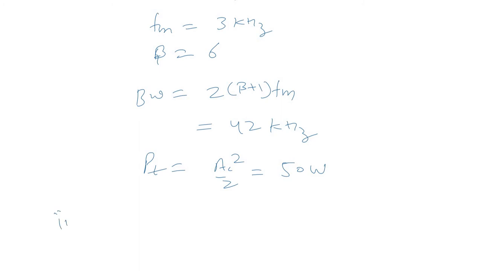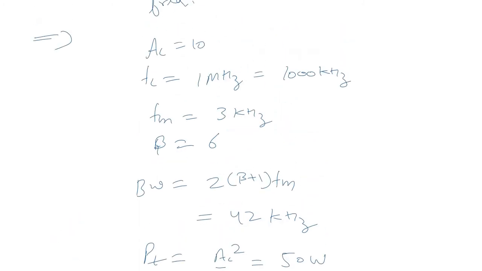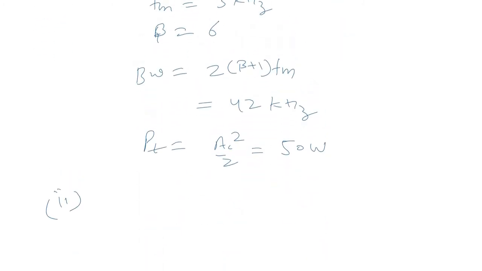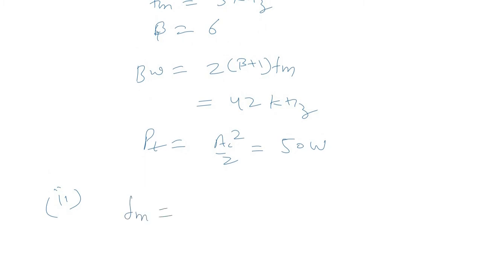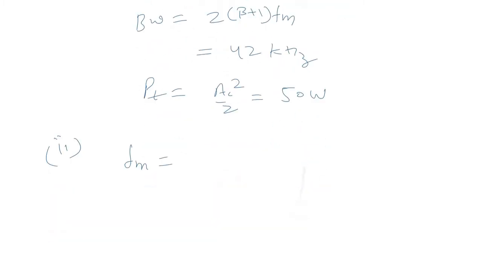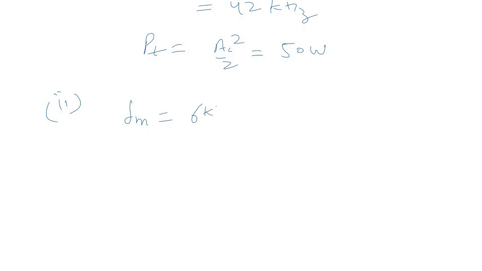Now if you look at the second part, if the message signal frequency is doubled, that is the FM, which was initially 3 kilohertz, is now made 6 kilohertz. What will happen to the other parameters? What about the bandwidth? Bandwidth will change because bandwidth is twice of beta plus 1 into FM. It is dependent on FM, so bandwidth will also be doubled. It becomes 84K.